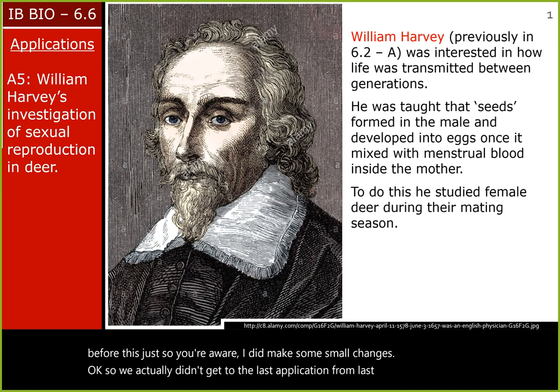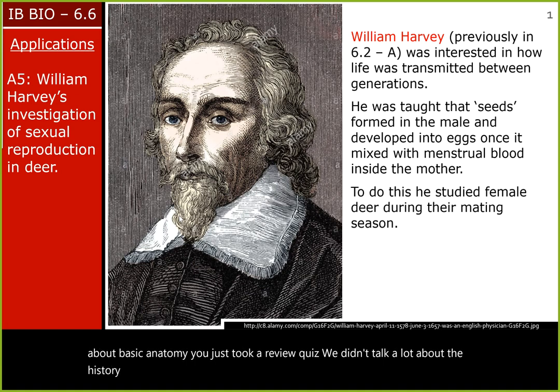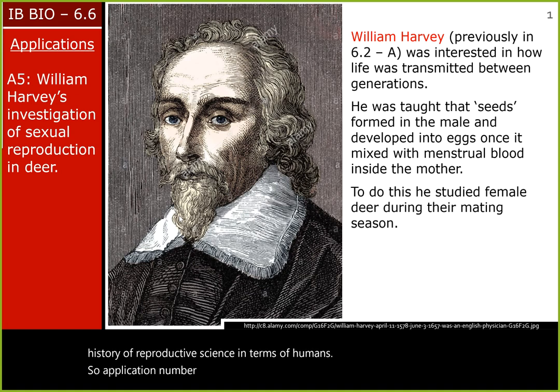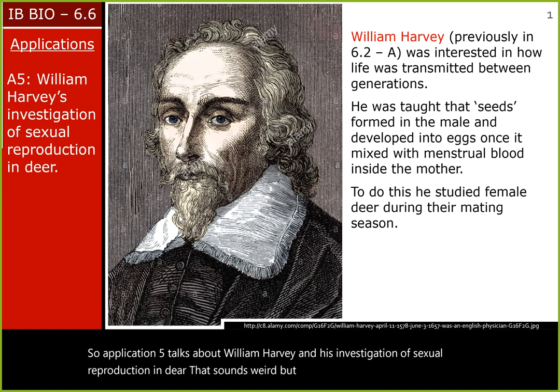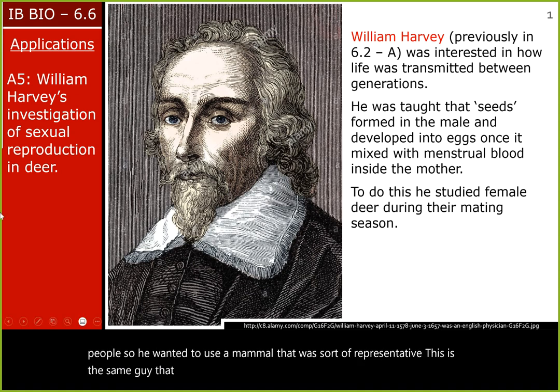Okay, so we actually didn't get to the last application from last lecture. We talked about basic anatomy, you just took a review quiz. We didn't talk a lot about the history of reproductive science in terms of humans. So application number 5 talks about William Harvey and his investigation of sexual reproduction in deer. I know that sounds weird, but couldn't really experiment on people, so he wanted to use a mammal that was sort of representative.